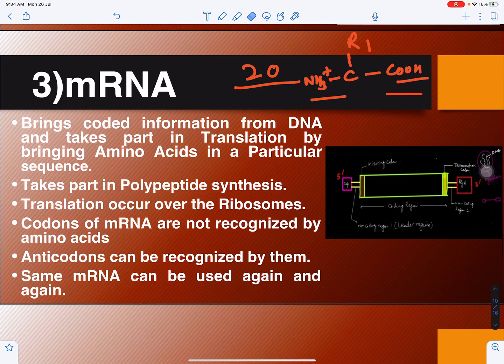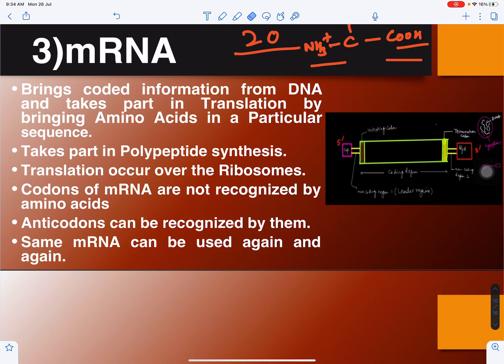Now the next requirement is messenger RNA. As we discussed, DNA will form messenger RNA, and this messenger RNA gets information from the DNA in the form of codons, which are complementary to the template strand of the DNA. Now I have shown the structure of the messenger RNA. We can see here, this is the cap part and this is the tail part, and this is the coding region of the messenger RNA. Coding means which is helping in formation of the amino acids, or which is carrying the genetic information from the DNA, which helps in formation of the protein also.